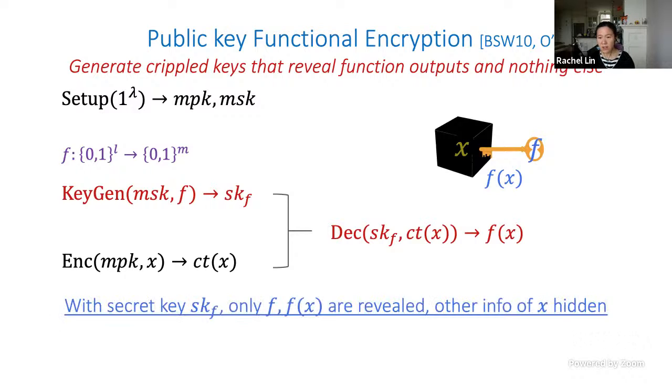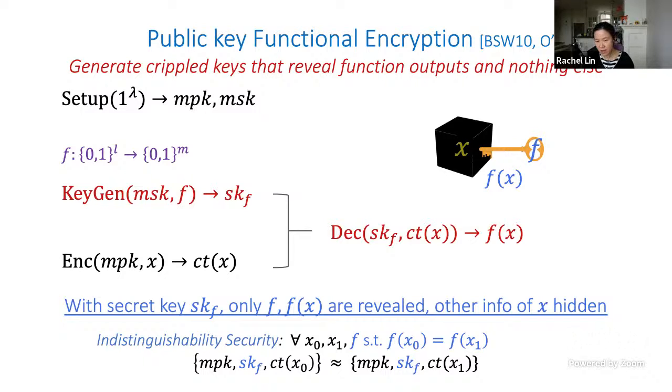Now the security property is that given a secret key, the only information that is revealed should be the function and the output of the function alone. And all other information about the input beyond what can be inferred by the output should remain hidden. And in the indistinguishability language, this requires that any inputs that yield the same output with respect to the function should have ciphertexts that are indistinguishable, even when we give away this partial secret key for decrypting.